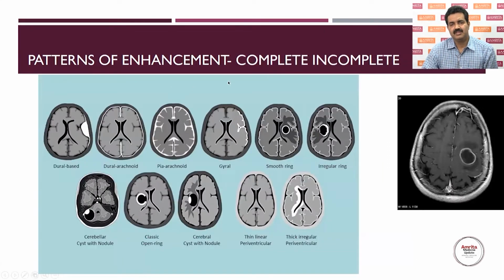So we have complete and incomplete ring enhancement patterns. I told you about the dural-based enhancement. This is a meningioma.